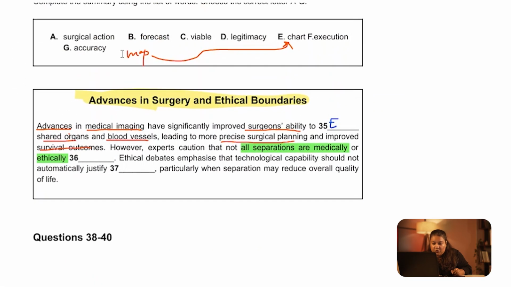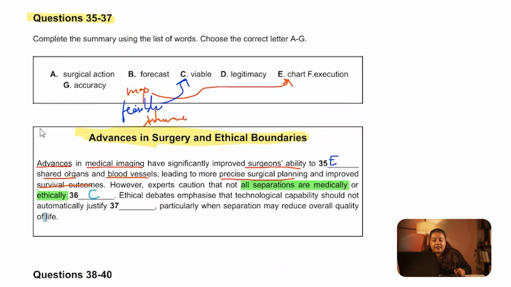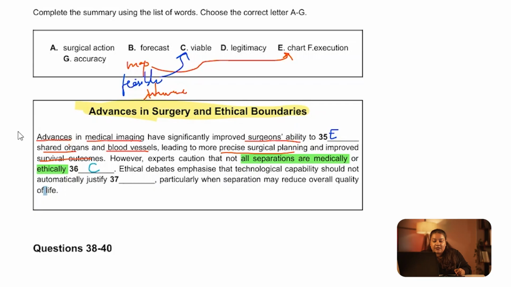Feasible or justifiable. Do we have the word feasible or justifiable? Surgical action forecast. Feasible could mean viable, but we don't have justifiable. So I think we will go with feasible. So my answer to this question will be option C, viable. Moving to last question under summary completion, question number 37. Ethical debates emphasize that technological capability should not automatically justify blank, particularly when separation may reduce overall quality of life.